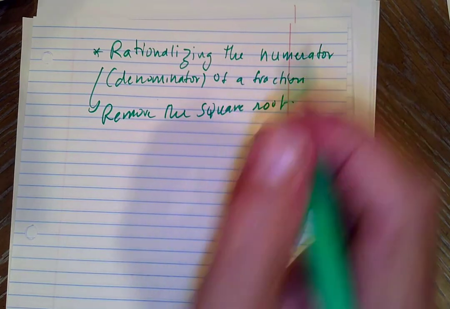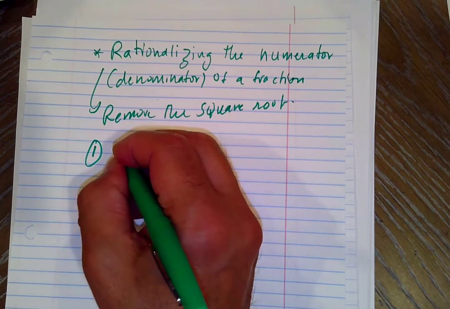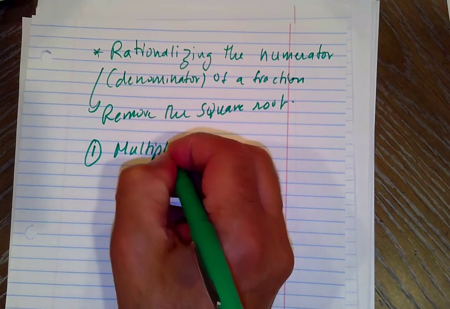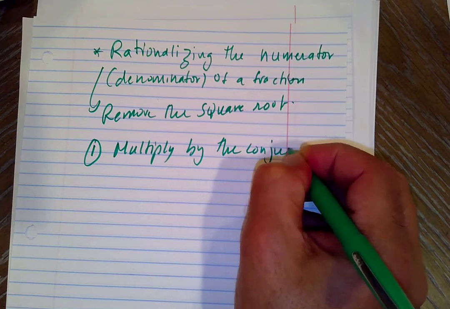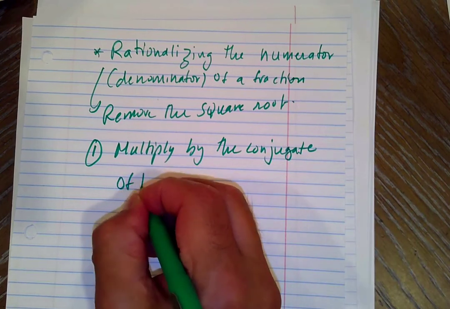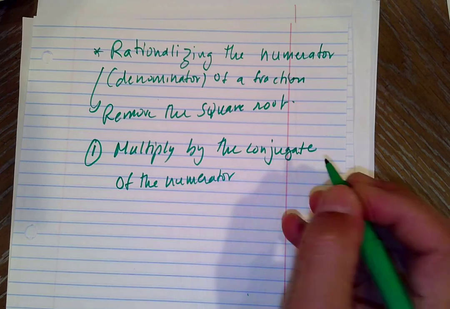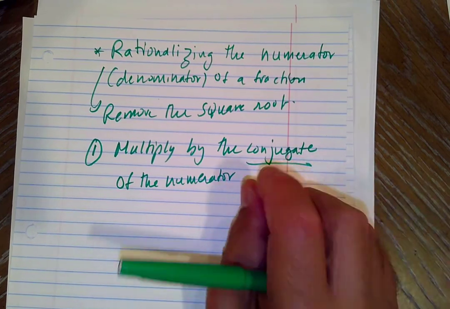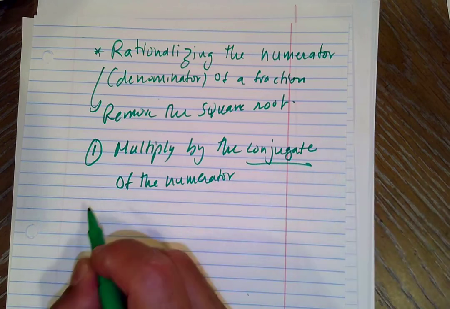For example, in order to do that, the steps are, you want to multiply by the conjugate of the numerator or denominator. Conjugate means you switch the middle sign. If it's a minus, you make it a plus. And then you want to simplify.